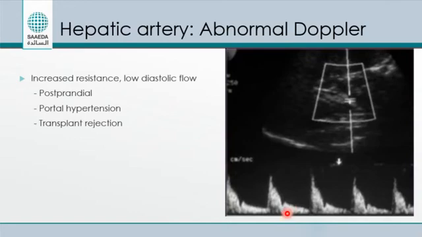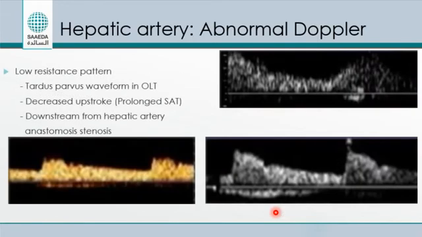Be careful, this can be seen postprandially. If the patient is eating, this pattern might be seen. Also it is seen in portal hypertension, and nowadays we have liver transplant. In transplant rejection, this pattern is common. I've seen a few cases of liver transplantation with transplant rejection, and this high resistance pattern in the hepatic artery is very obvious. Another abnormal waveform in the hepatic artery, again in liver transplantation, is the tardus parvus waveform.